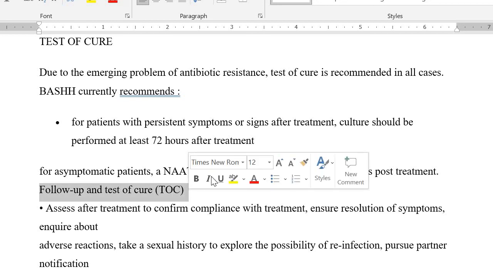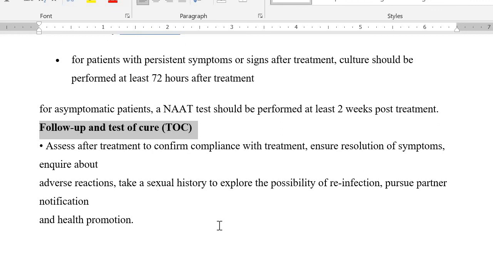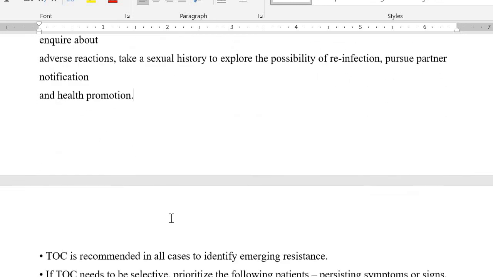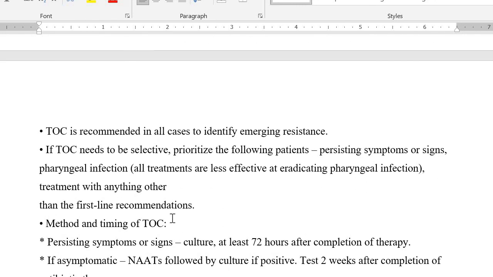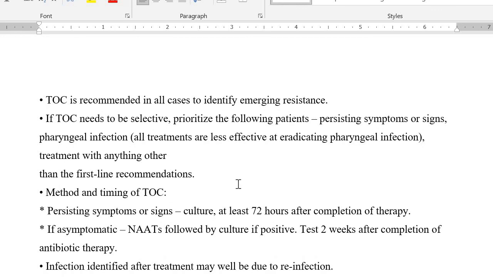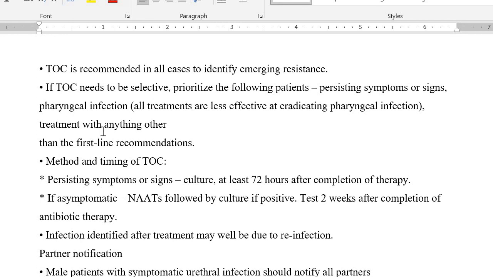Regarding follow-up of the patients, for the test of cure, assess after treatment to confirm compliance with the treatment, ensure resolution of the symptoms, and inquire about adverse reactions. Take a sexual history to explore the possibility of reinfection, pursue partner notification, and health promotion behavior. Test of cure is recommended to identify emerging resistance. If test of cure needs to be selective, then prioritize the following patients.